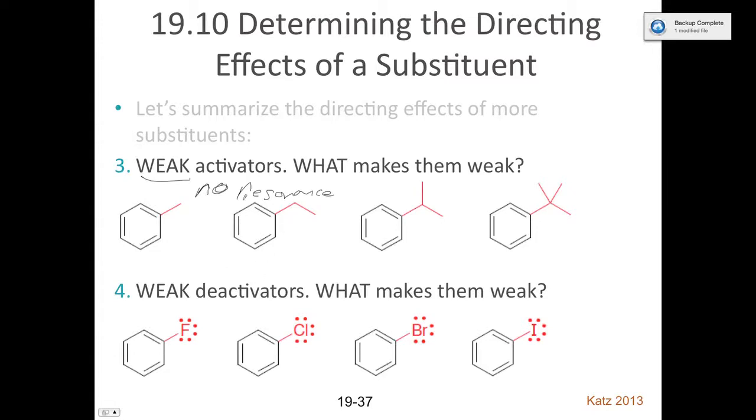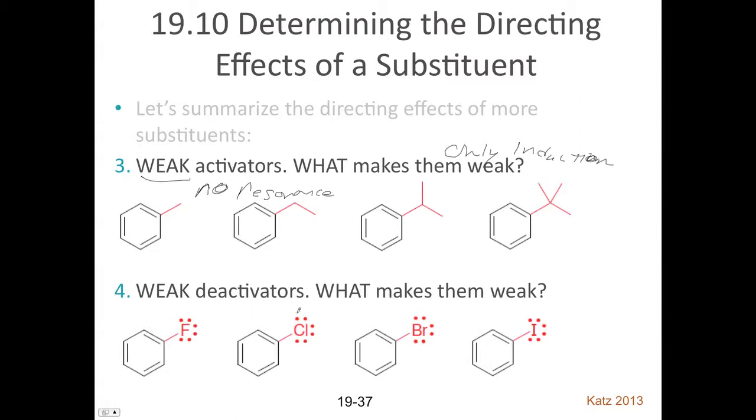All right, so no resonance. That's what makes them so weak. They're weak activators because they only use induction. Okay, only use induction. So that's it. So methyl, ethyl, isopropyl, tert-butyl, and so on. These all roughly activate in the same ortho-para direction, to roughly the same degree.